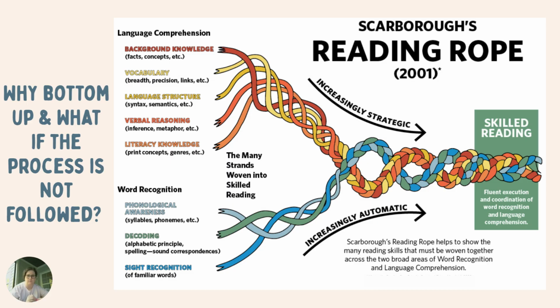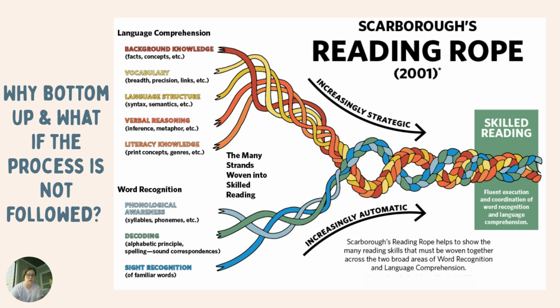product of skilled reading. So, as these strands are attained, they're woven together, then the two skills of word recognition and language comprehension then intertwine, joining together as a singular rope that is representative of skilled reading or reading comprehension. Without each individual strand, the rope cannot be formed and skilled reading cannot be achieved.